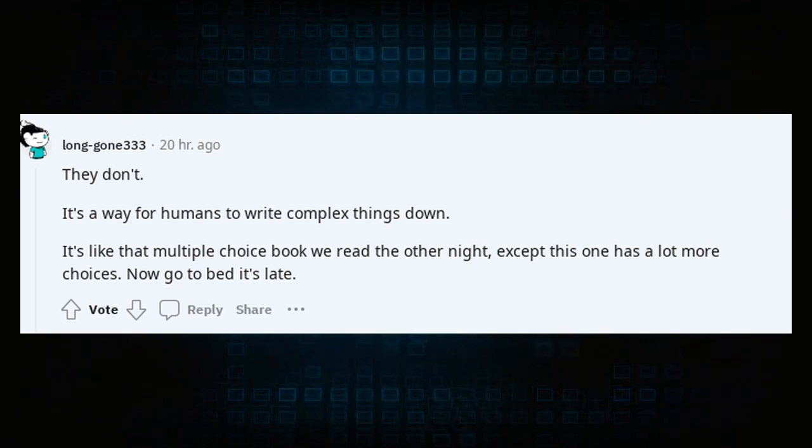They don't. It's a way for humans to write complex things down. It's like that multiple choice book we read the other night. Except this one has a lot more choices. Now go to bed, it's late.